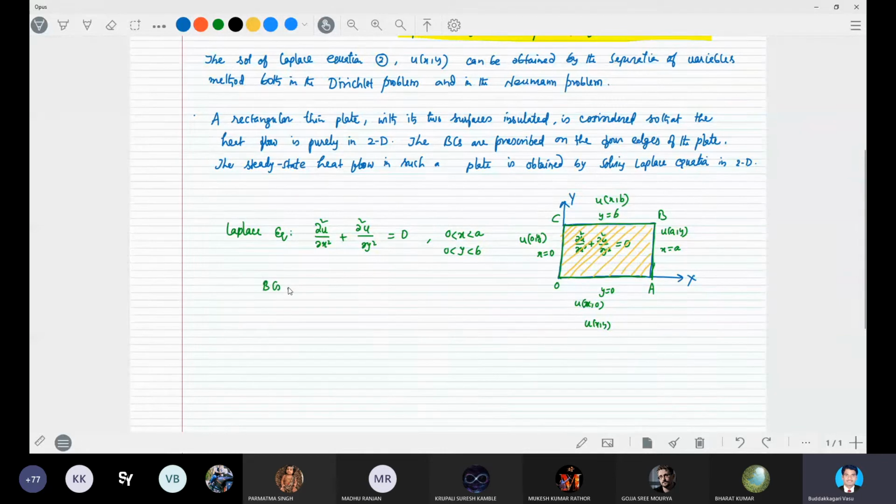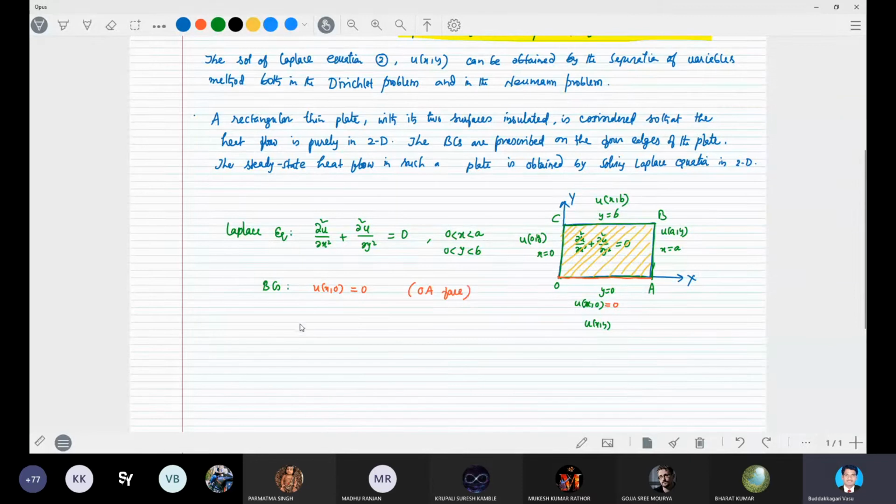What will be the boundary conditions? Can anybody say? Suppose the two surfaces are insulated, there is no heat flow from those faces. One you can describe as u(x, 0), where it is this part. This one I am just making insulated. That means u(x, 0) is considered 0. That is the OA face.